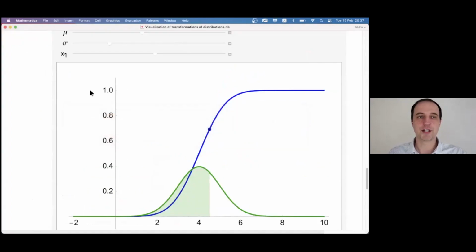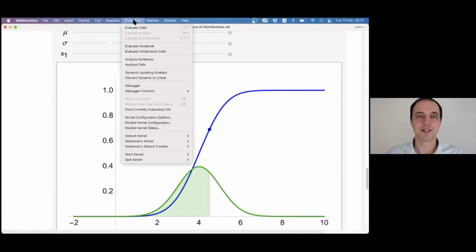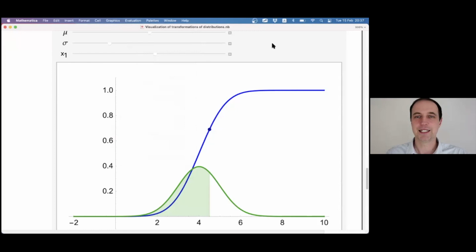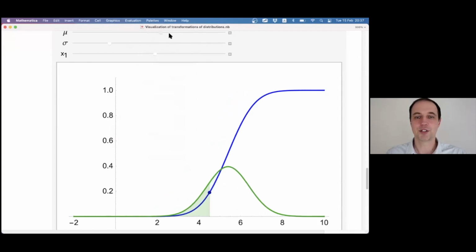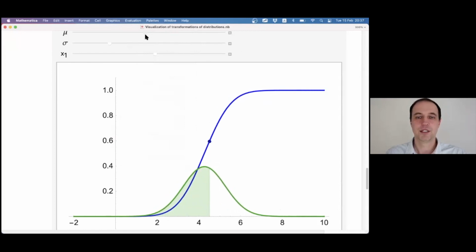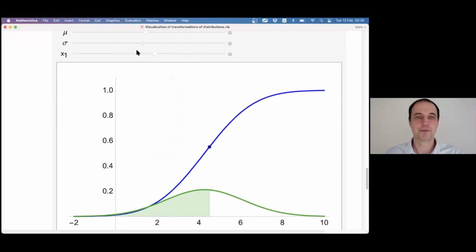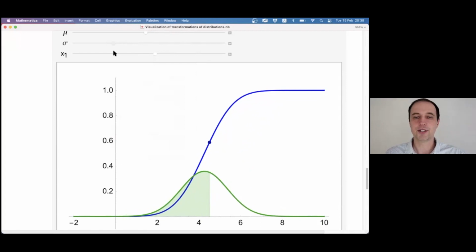So in this visualization, we can adjust these. Sorry, I think I need to enable dynamics in here. So we can change the mean of the distribution. We can change the standard deviation of the distribution. And the curves that you see here are representing the PDF, that's the green curve, and the CDF, that's the blue one.